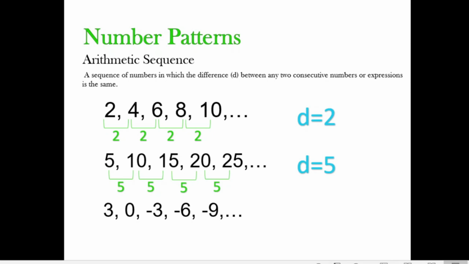How about this one? Is this an arithmetic sequence? Let's see. What is the difference? 0 minus 3, that's negative 3. Negative 3 minus 0, again negative 3. So actually it's always negative 3. So yes, this is an example of an arithmetic sequence, and the common difference is negative 3. Well, of course, when we subtract two consecutive terms, we start with the latter term. We subtract it by the former term.